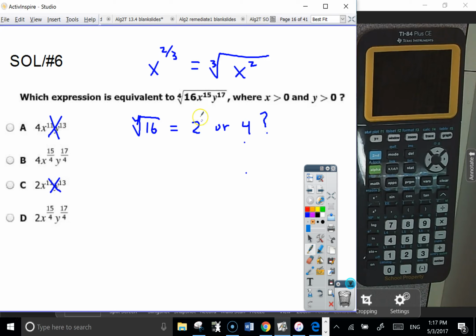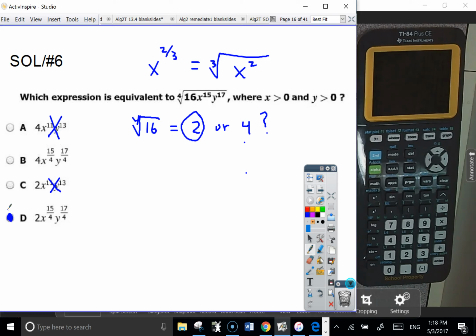And the answer is 2. What do you multiply together 4 times to get 16? That's 2 times 2 times 2 times 2. So the answer is this. That's doing it with the math.